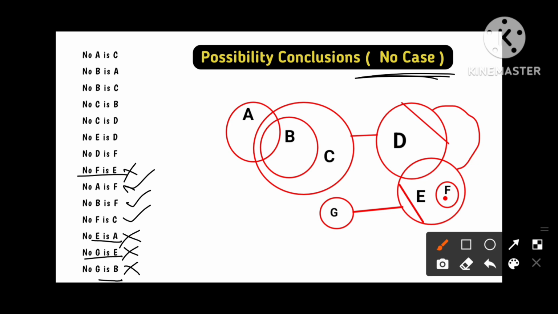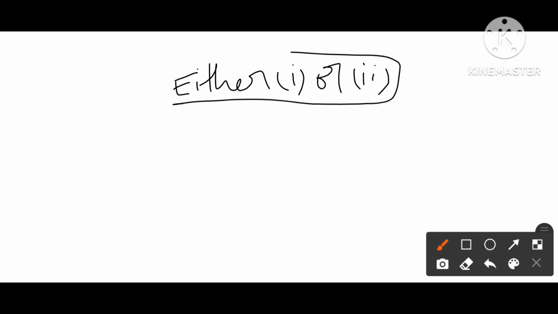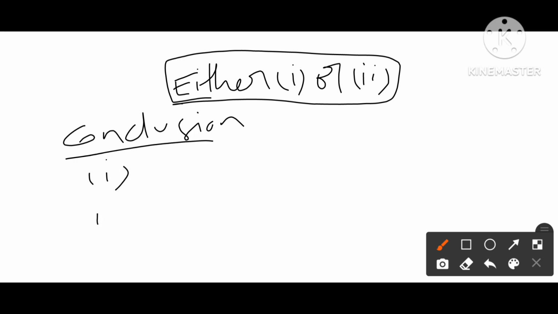Okay, now we are left with one more topic in syllogisms, which is the either or concept. Now we are going to see the concept of either or. What is either or? In options we see either 1 or 2 follows. What actually happens when we get this either or as our option? In conclusions, if we have two conclusions, one statement is positive, one statement is negative.